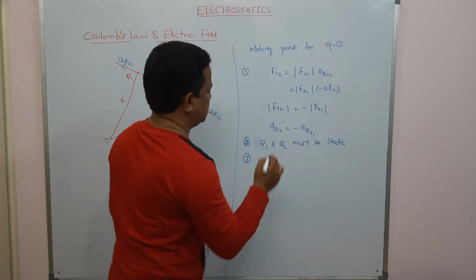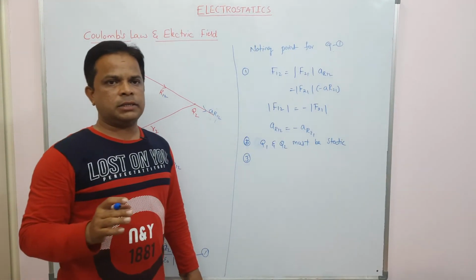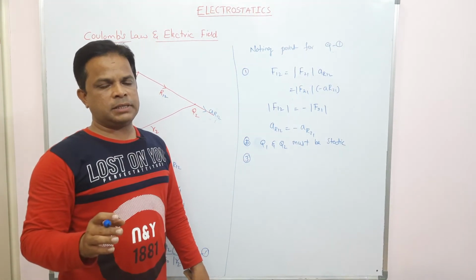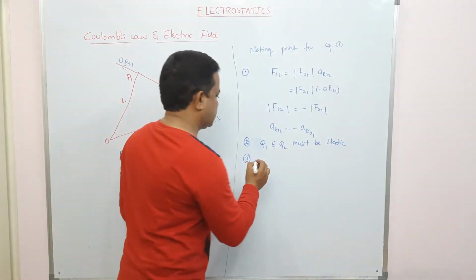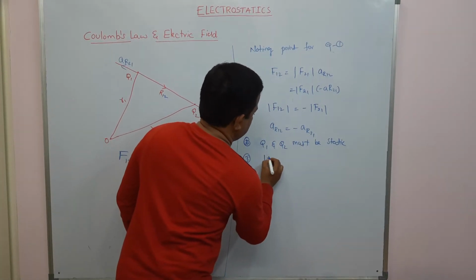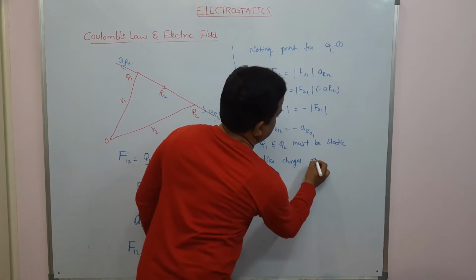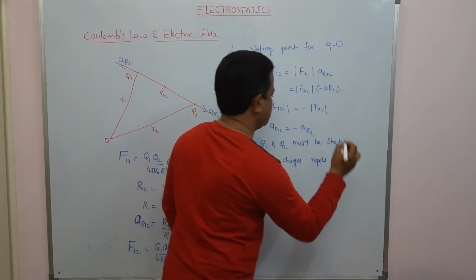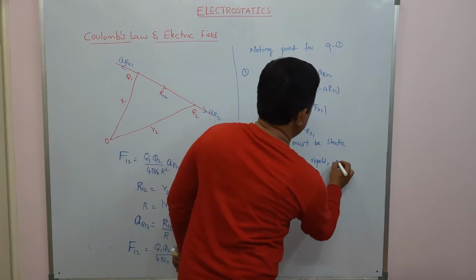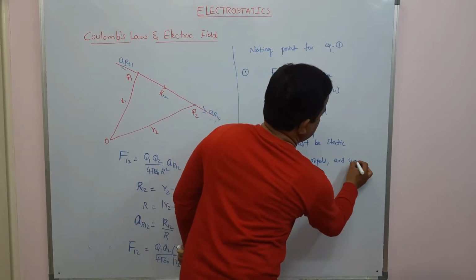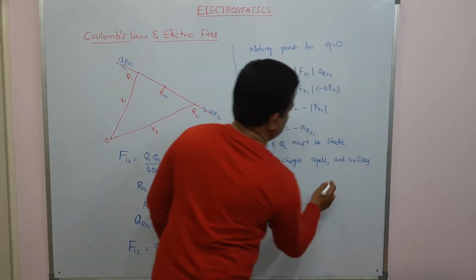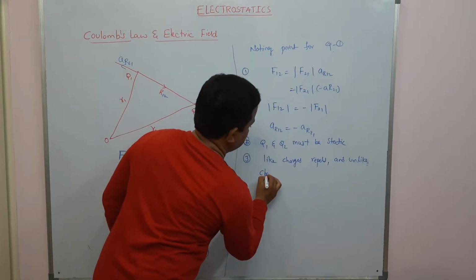And the next one is that like charges repel and unlike charges attract. This is a basic one which we already know: like charges repel and unlike charges attract.